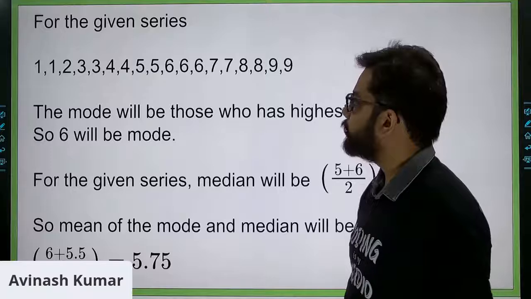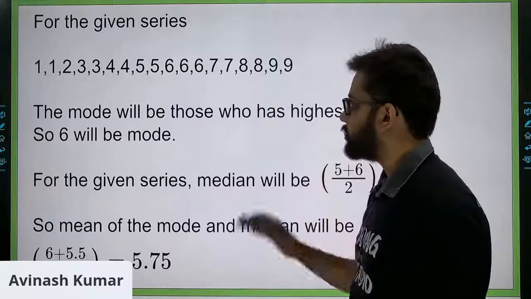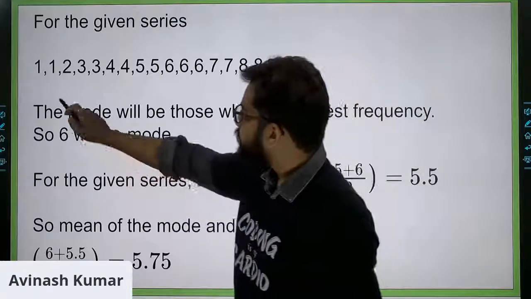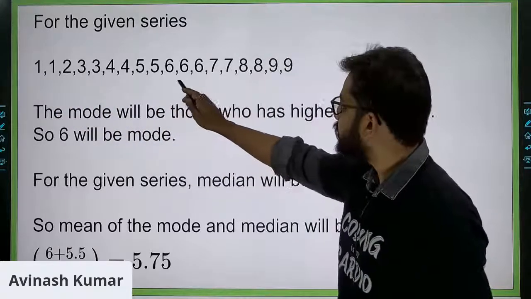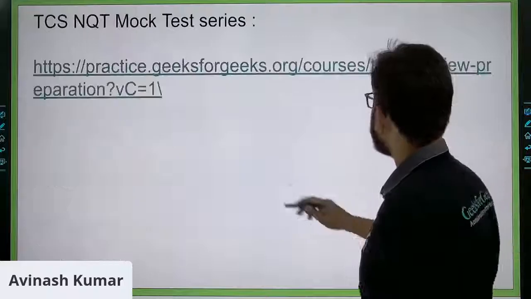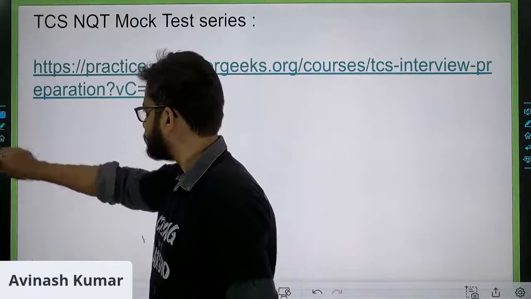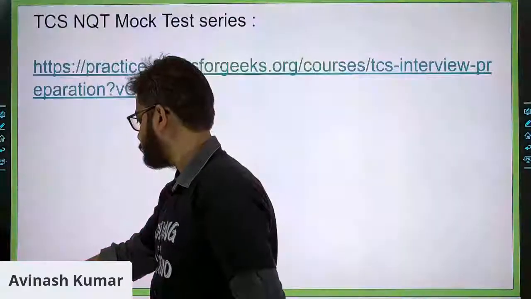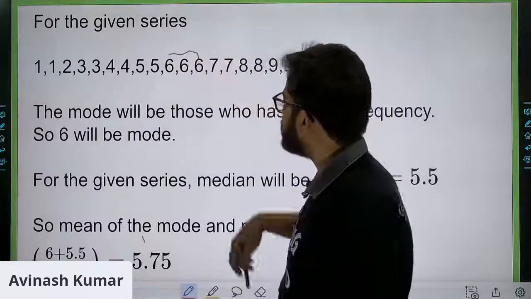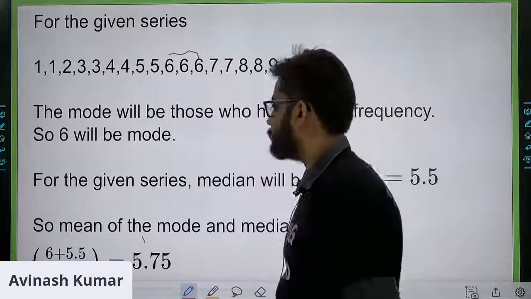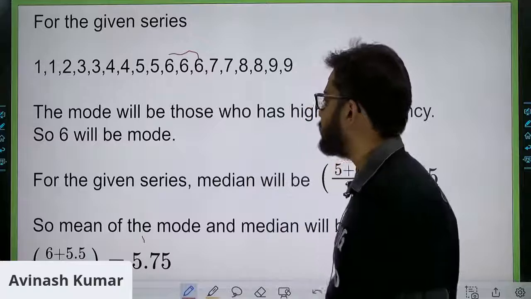See how we are going to calculate the mode. Mode is basically, in the given series, the value with the highest frequency. As per the series, we can see 2, 1, 2, 2, 2, 3. This one is 3. Definitely our mode is 6, because this one has the highest frequency, so our mode will be 6.